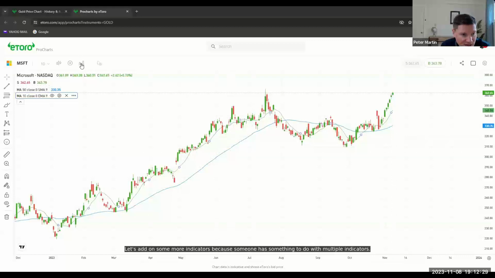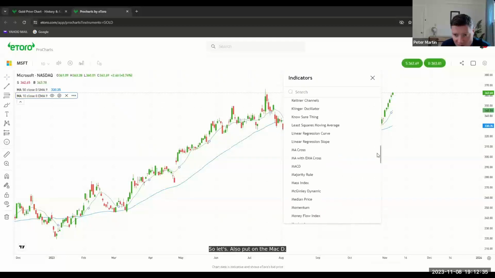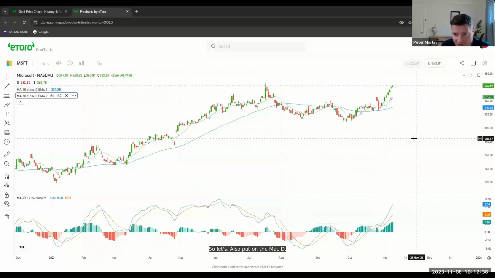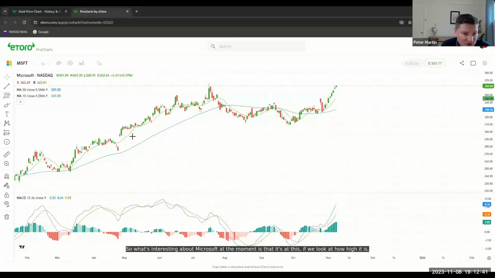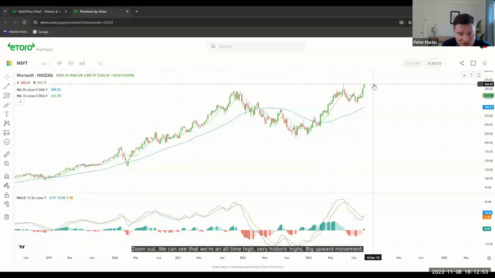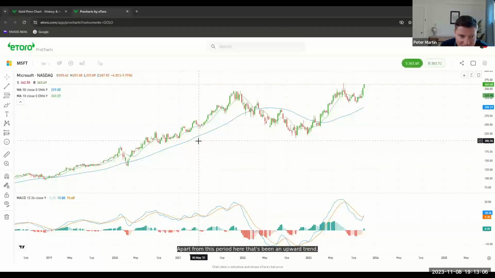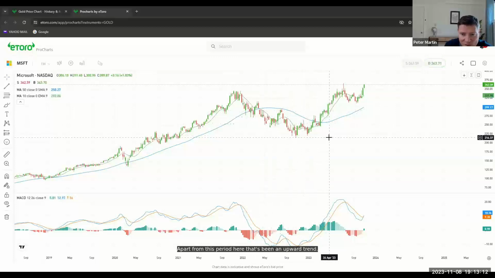Let's add on some more indicators, because someone wanted something to do with multiple indicators. So let's also put on the MACD. What's interesting about Microsoft at the moment is how high it is. If we go to a weekly chart and zoom out, we can see that we're at an all-time high, at historic highs, with a big upward movement. You can just eyeball what price has been doing, but also with the blue SMA, the 50-day one, we can see that most of the time, apart from this period here, it's been an upward trend.